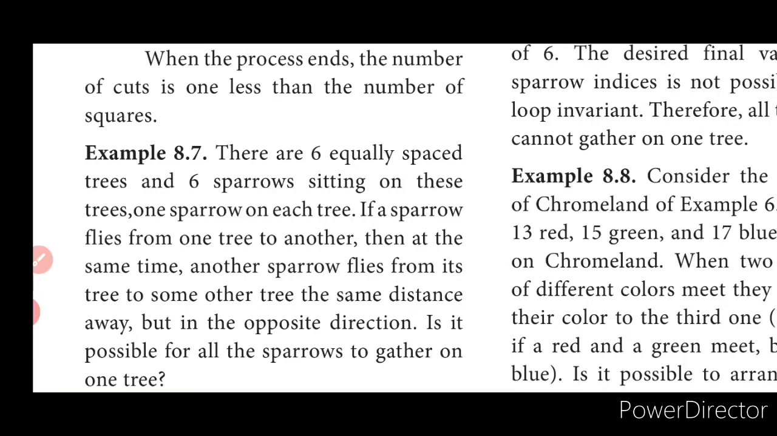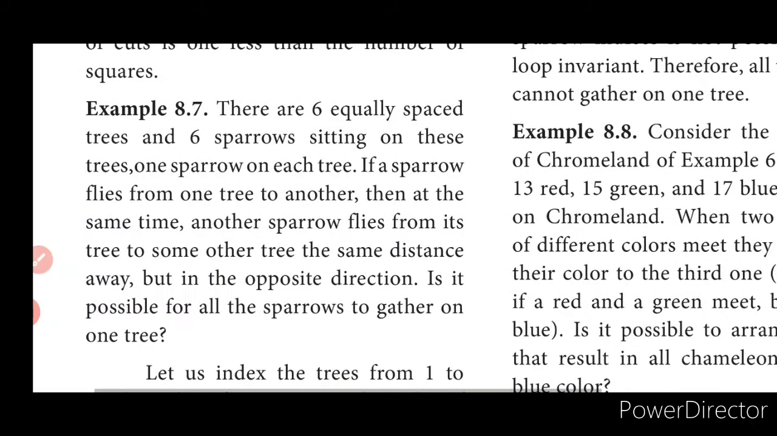One sparrow is there on each tree. If a sparrow flies from one tree to another, then at the same time another sparrow flies from its tree to the other tree the same distance away, but in the opposite direction. Is it possible for all the sparrows to gather on one tree?